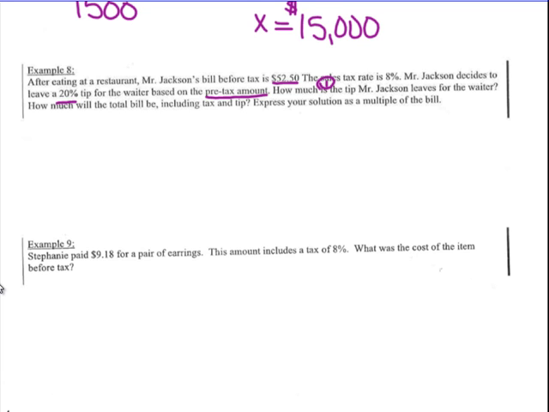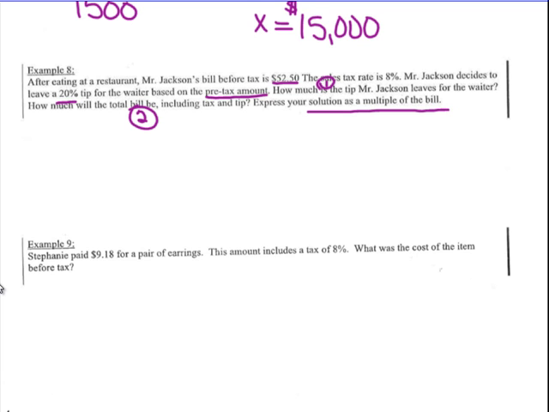How much will the total bill be, including tax and tip? Express your solution as a multiple of the bill. Well, first thing, got to do two things here. Find the tip only, then find the total with the bill plus the tip and the tax. First things first. How much is the tip?